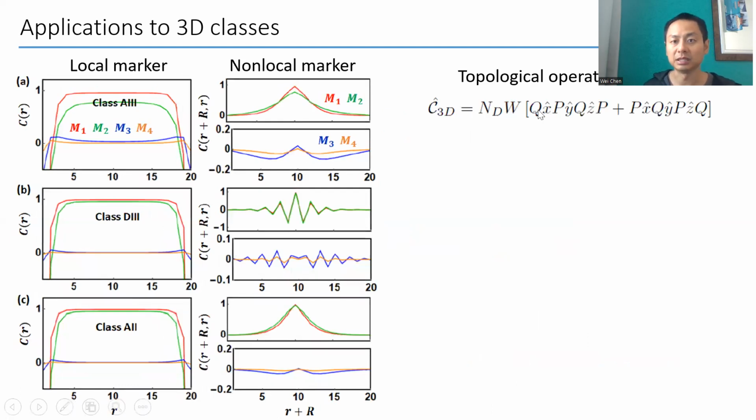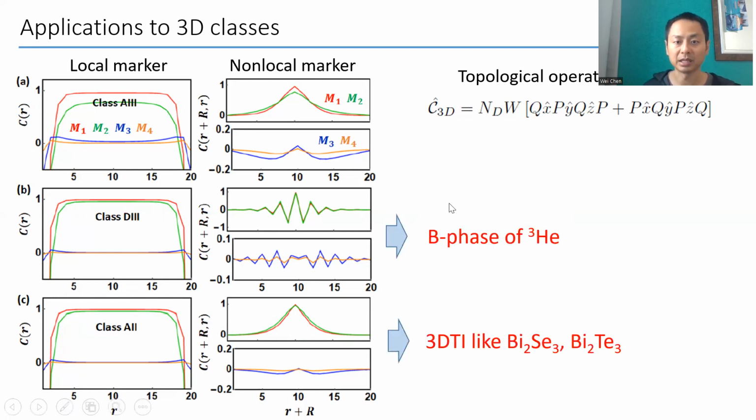Now advancing to 3D, the topological operator takes this form because you have 3 position operators. When you alternate Q and P, it will look like this, and the second one will look like this. Once again, the behavior is completely the same, so I will not repeat. In particular, the class of particular interest in 3D is usually class D3, which can realize the so-called B phase of helium-3, if you regularize it on the lattice.